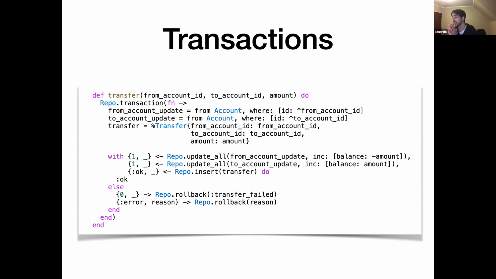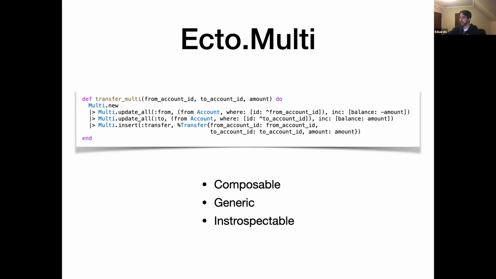We don't know exactly what failed, for example, on this 0 underscore. We don't know exactly which of the operations failed. So you could find out which one failed, but it gets more complicated because you have to be very specific on how you treat those operations. And this is how you would write it using Ecto.Multi.